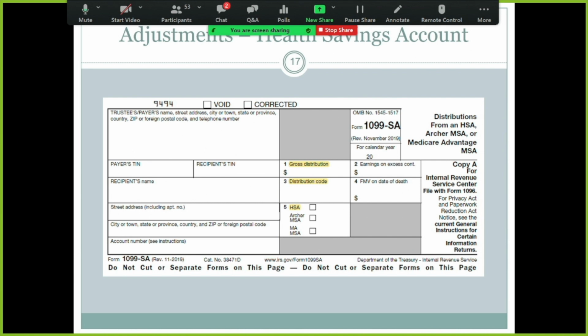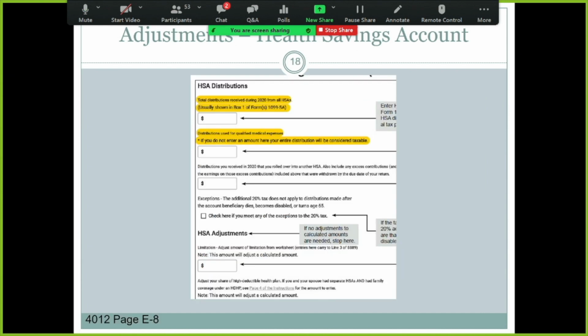Here you see a form 1099-SA, and you would see amounts listed in box 1, box 3, and box 8 checked. Box 5 HSA checked. This is a screenshot of how the HSA distribution amount would be listed, and this can be found on E-8 of the 4012.